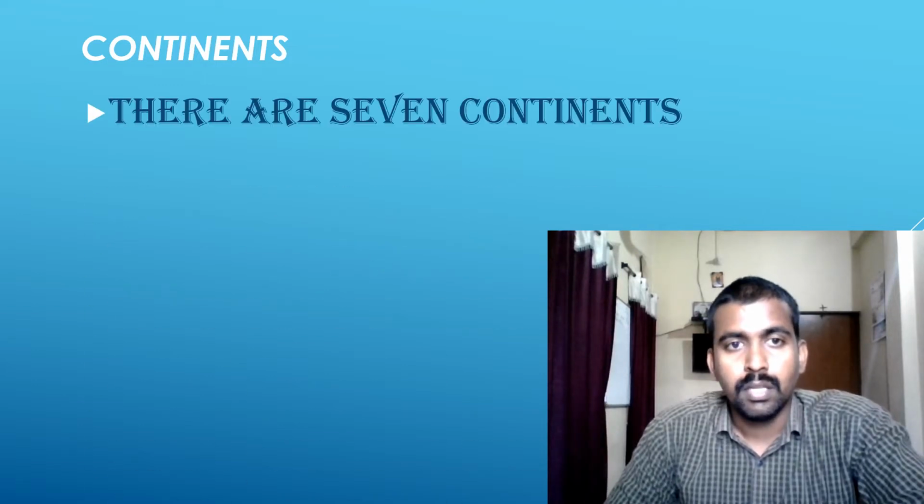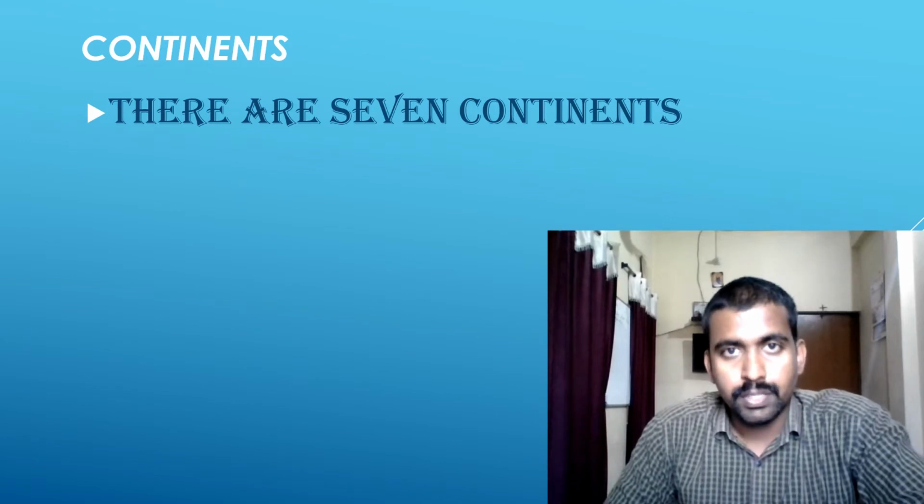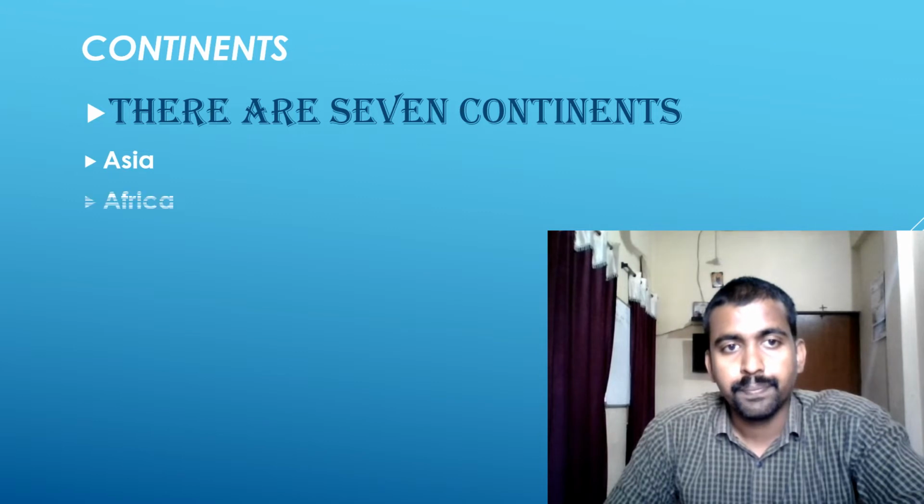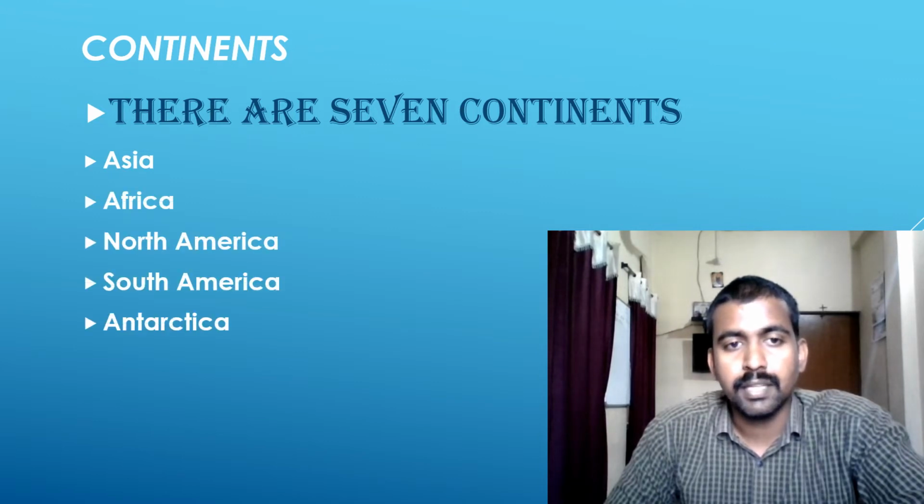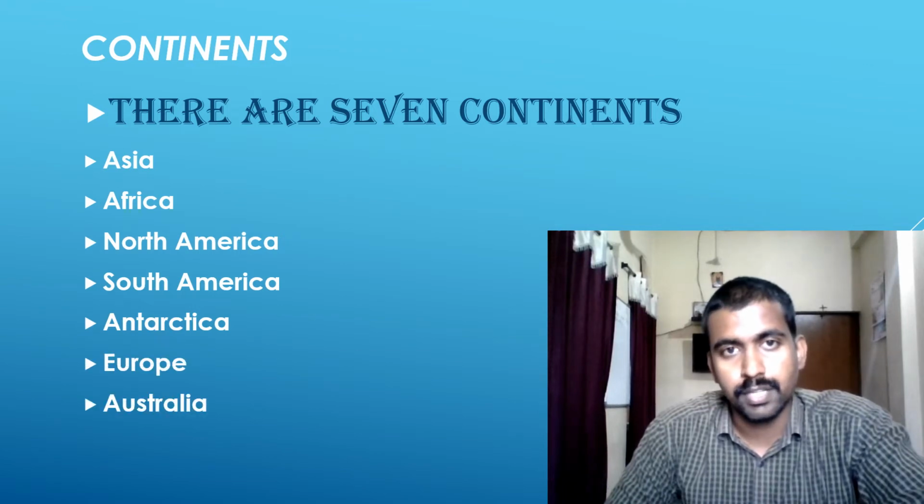So let us see these continents on the basis of their area. Which one is the biggest and which one is the smallest? We know that there are seven continents. Based on their size: Asia, Africa, North America, South America, Antarctica, Europe, and Australia.